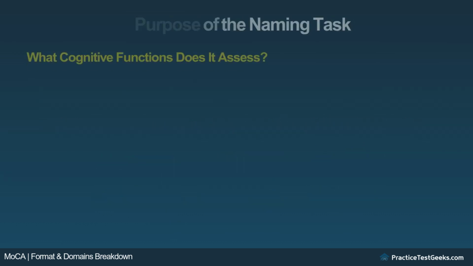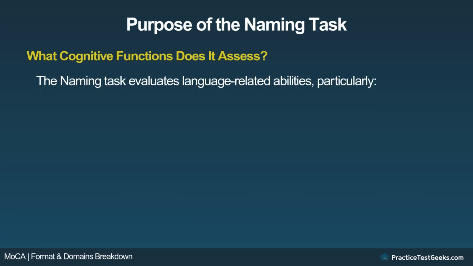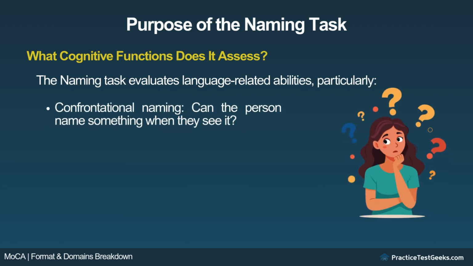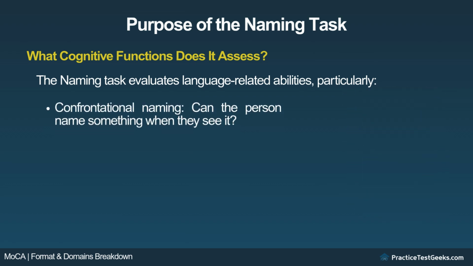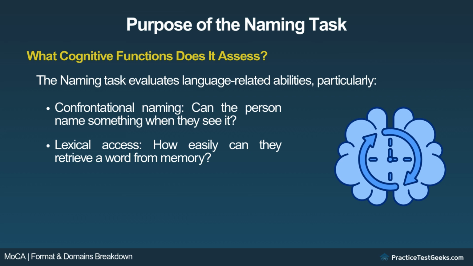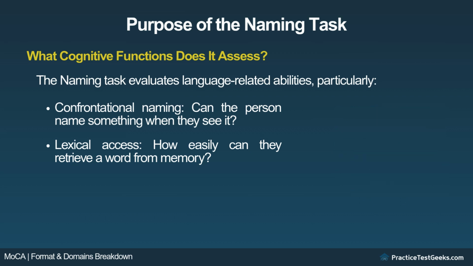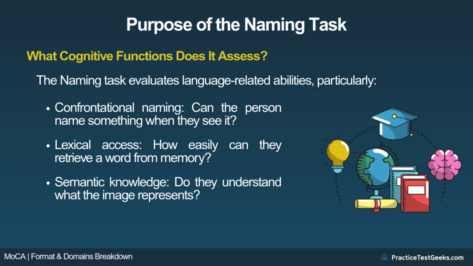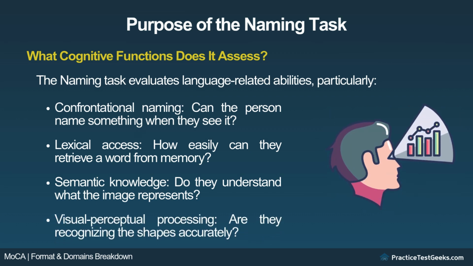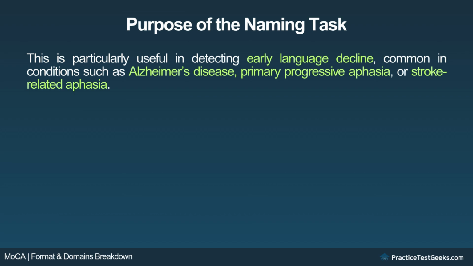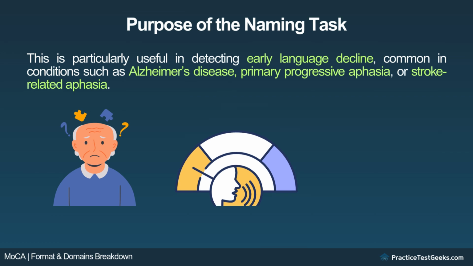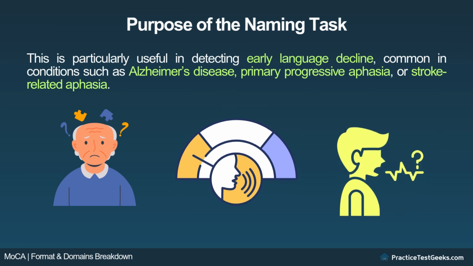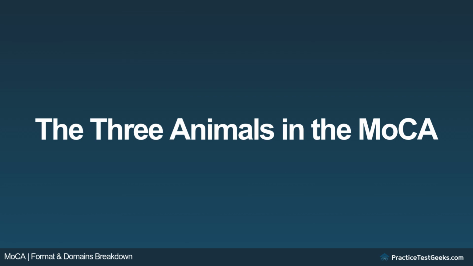Purpose of the naming task: what cognitive functions does it assess? The naming task evaluates language-related abilities, particularly confrontational naming. Can the person name something when they see it? Lexical access. How easily can they retrieve a word from memory? Semantic knowledge. Do they understand what the image represents? Visual perceptual processing. Are they recognizing the shapes accurately? This is particularly useful in detecting early language decline, common in conditions such as Alzheimer's disease, primary progressive aphasia, or stroke-related aphasia.